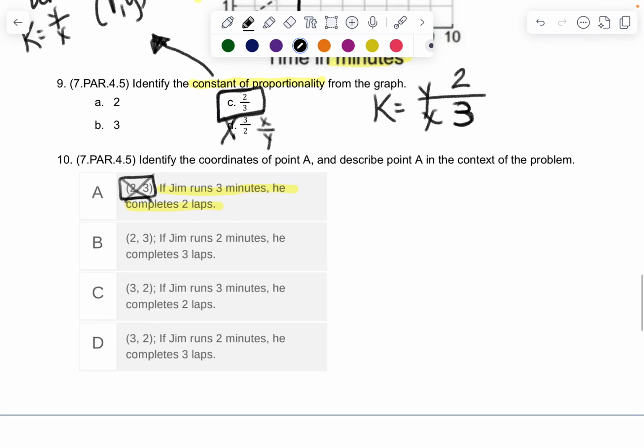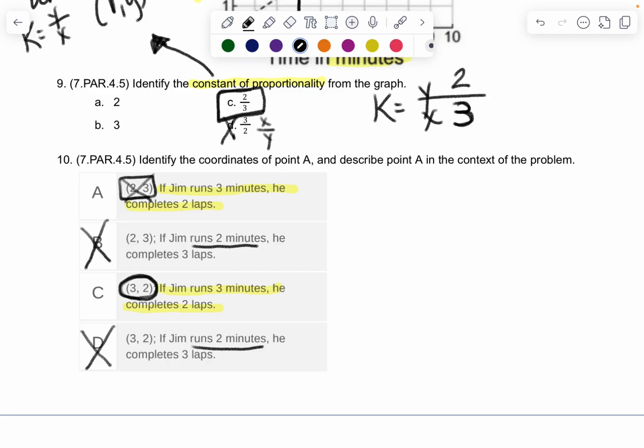If you come down to answer choice C, because we know that B's not right because it runs 2 minutes. That can't be right. D's not right because it runs 2 minutes. That's not it either. Answer choice C says the same thing right here as A. If Jim runs 3 minutes, he completes 2 laps. A and C say the same thing. What separates them is this right here. And I'll be honest with you, when I did the key the first time, I put A and had to go back and I thought, wait a minute. So you've got to be careful. You have to look at everything.